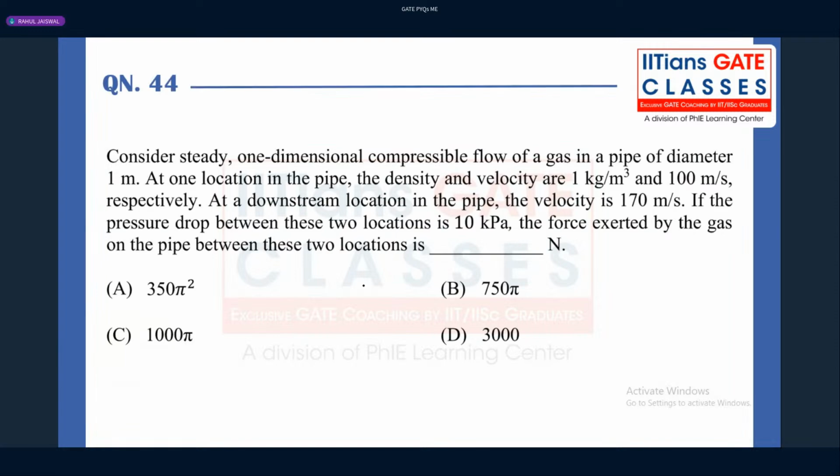Moving on to the next question here. Try to read the particular problem. Consider a steady one-dimensional compressible flow of a gas in a pipe of diameter 1 meter. That means there is a constant diameter pipe. And they have considered two sections. I am considering section number 1, and here I am considering section number 2.